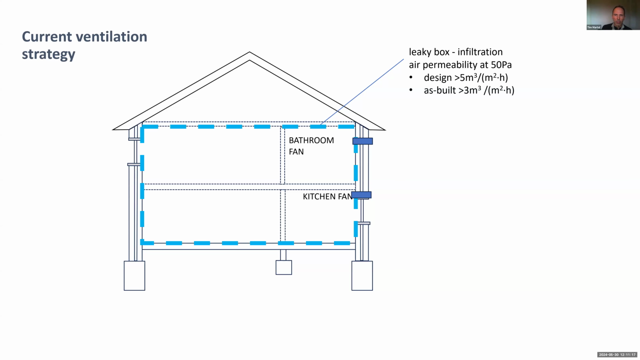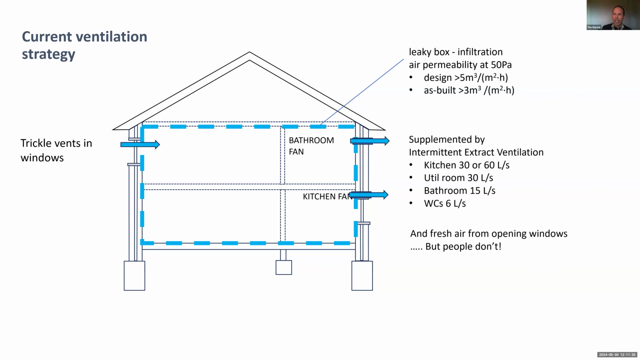And that's supplemented by trickle vents, which are all around the house, not just one side, but I'm showing them for simplicity on one side. And then you have also bathroom fan, kitchen fan, intermittent extract ventilation at these rates, which I've shown here. And to add to that, people should be opening their windows. They often don't, and that's part of the problem.